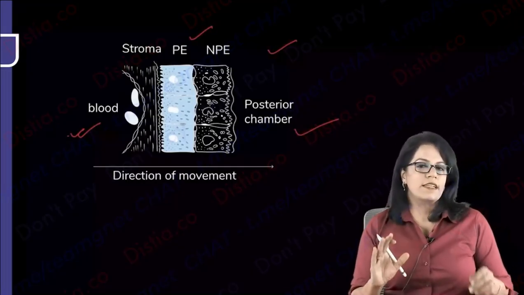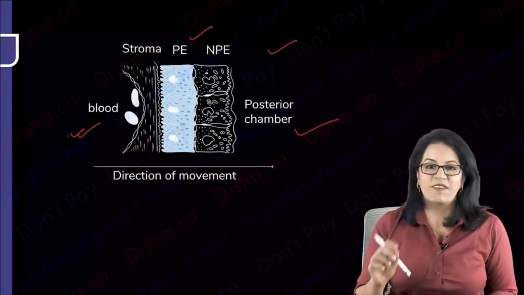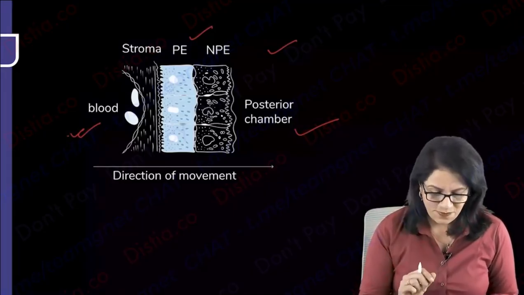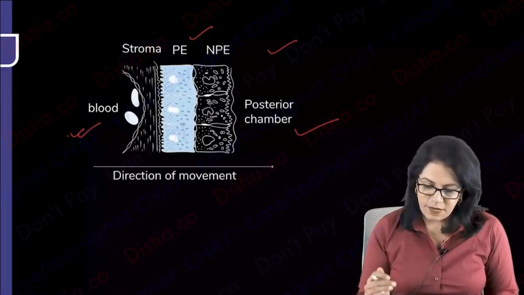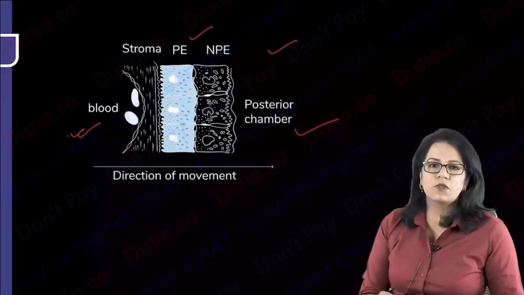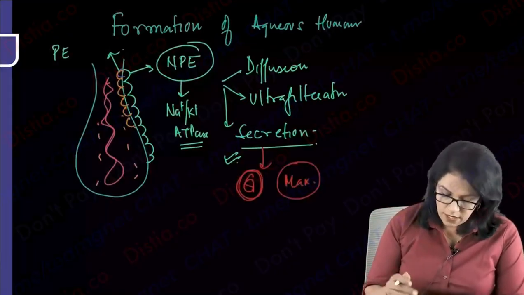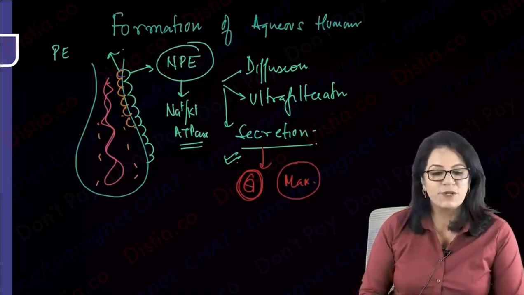This is just for your understanding. If you want to learn the point here, please remember the majority of the aqueous is formed by secretion. If we know this much, we talk about another very important thing: this secretion by the sodium-potassium ATPase pump. You have to know that this is mainly helpful for the larger solutes which cannot pass passively. It is mainly for the larger solutes.